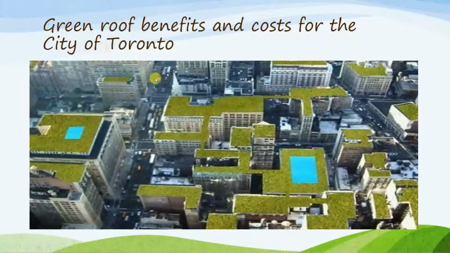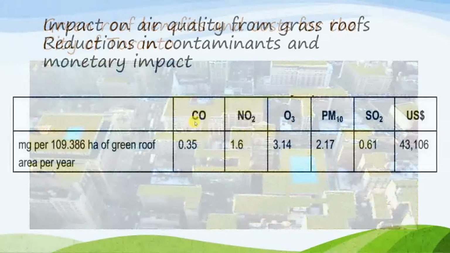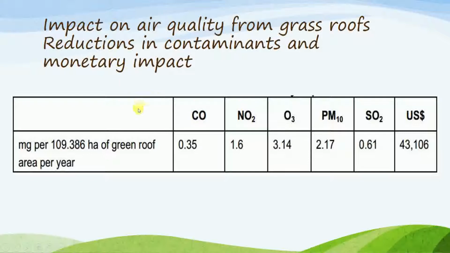And now I will discuss green roof benefits and cost for the city of Toronto. And this is a table for impact on air quality from green roofs, reduction in contaminants, and monetary impact. And there is carbon monoxide, nitrogen dioxide, ozone, particulate matter, sulfur dioxide, and this is the cost savings. So you see here milligram per 109 hectare of green roofs area per year, and this is the amount they reduce.